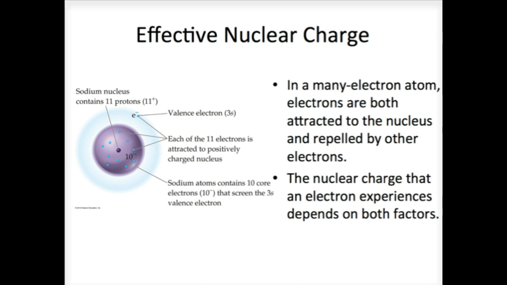Effective nuclear charge is basically what an electron experiences. So it's the pull, that electrostatic force that an electron experiences towards the nucleus. It has to do with the distance, the number of electrons in between it, and the number of protons within the nucleus. In essence, it's how attracted the electron is to the nucleus.